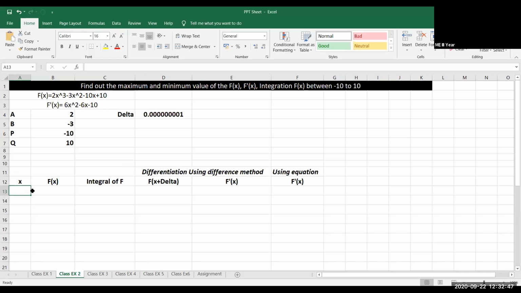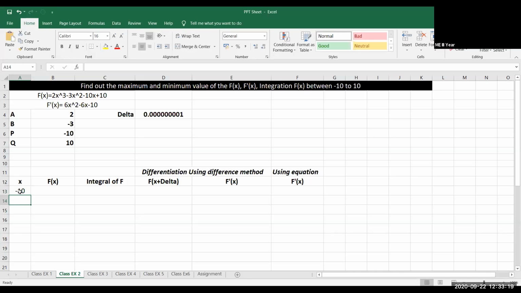After that, the lower limit and the upper limit are given for the entire function. So we will enter the first two values. The first cell value will be minus 10, because your data is changing from minus 10 to 10, lower limit to upper limit. Just keep that in mind. So lower limit here is minus 10, so I am entering minus 10.